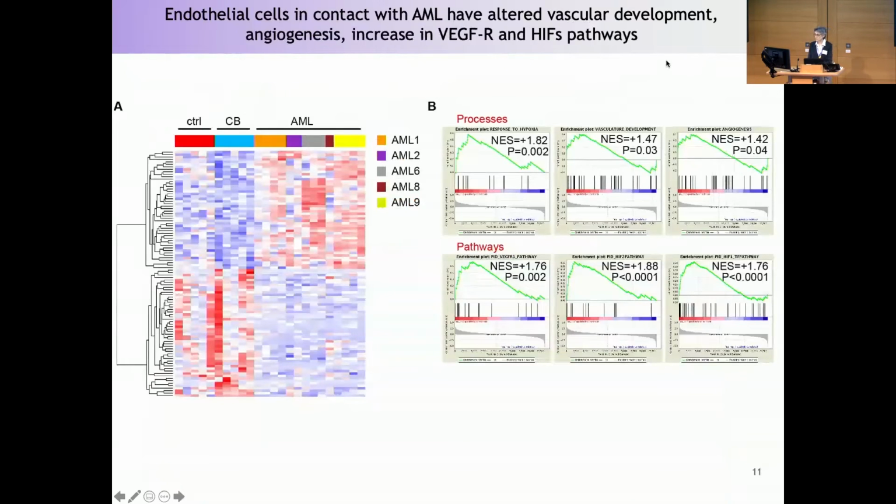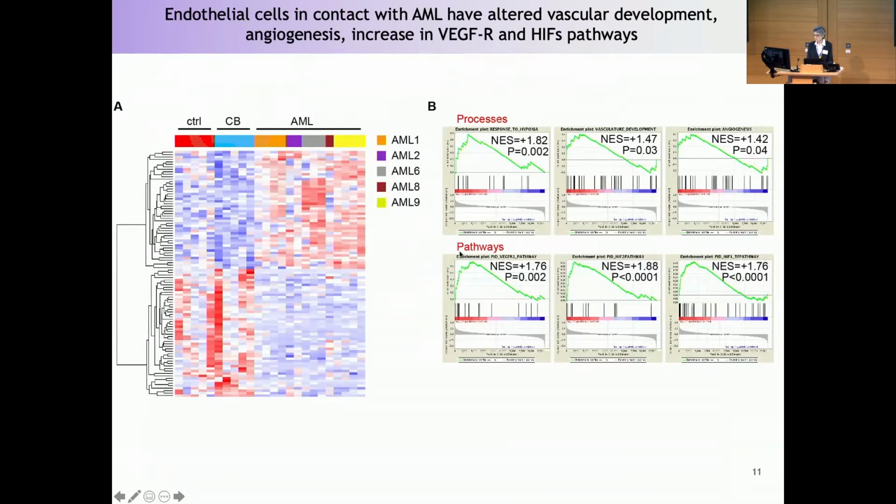So on the molecular analysis, she went on to look at the endothelial cells from these mice injected with patient samples and took these to RNA-seq analysis. And we show actually that it was very specific to AML, because if you inject normal cord blood, you essentially don't see this. And what we saw was a pathway with angiogenesis, increasing VEGF receptor. HIF was also present, which was interesting to us.